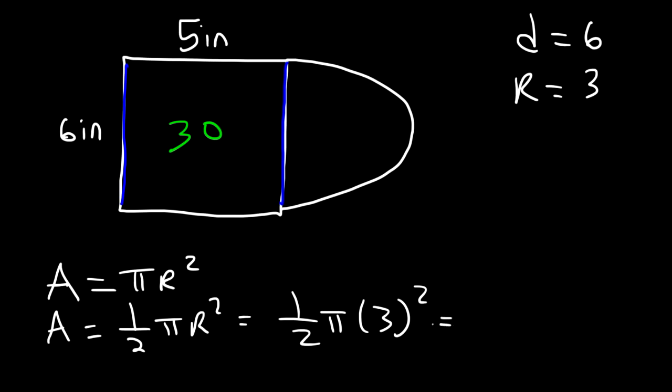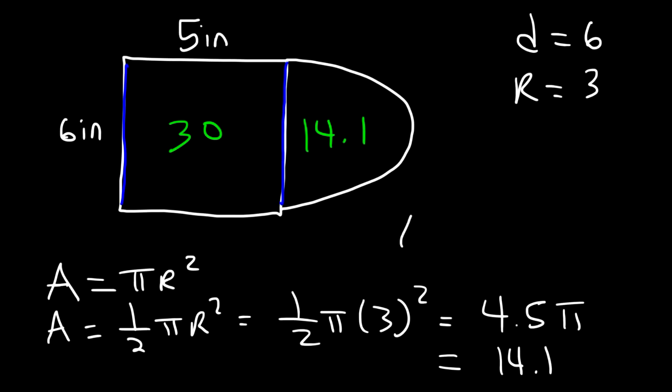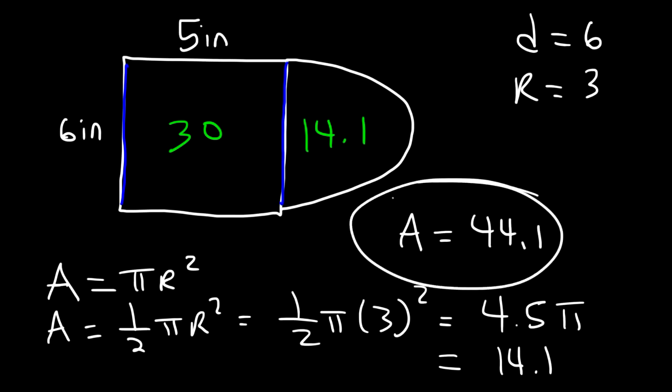Where 3 squared is 9, half of 9 is 4.5. And to get a decimal value, let's multiply 4.5 by 3.14. So this is going to be about 14.1. So that's the area of the semicircle. So the total area is 30 plus 14.1, or 44.1 square inches.